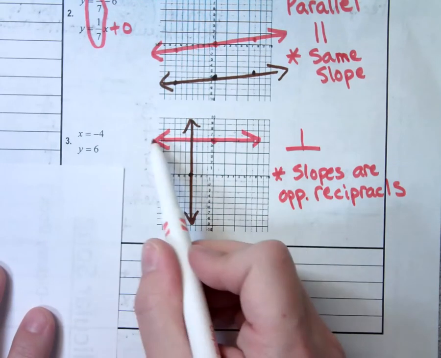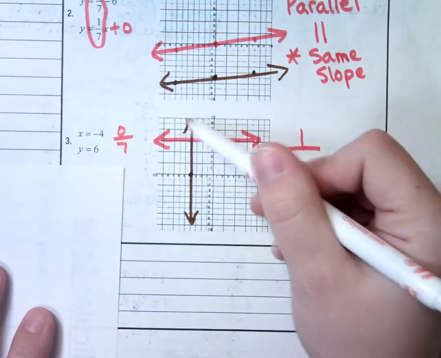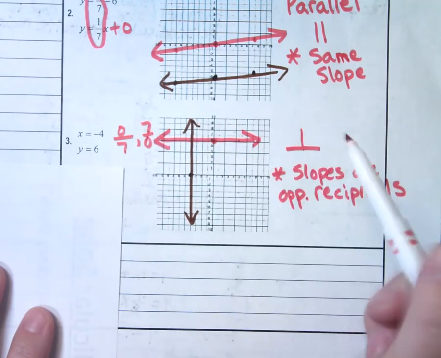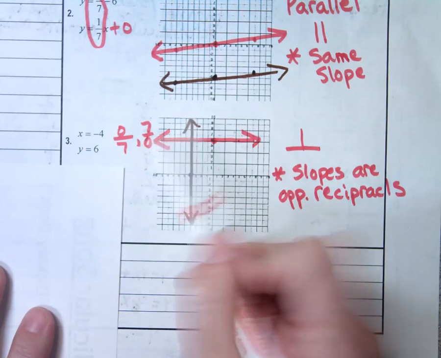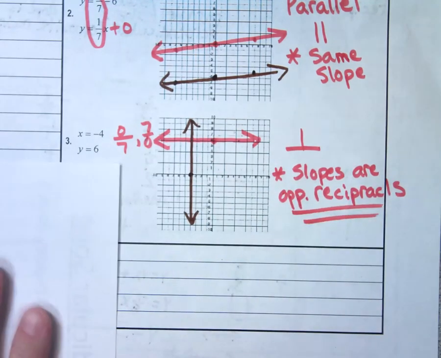Because if one line has a slope of 0, say that's 0/7, and the other one is the opposite reciprocal, 7/0, and I don't change the sign because 0 isn't positive or negative. When the 0 is in the denominator, that's undefined. So the slopes are opposite reciprocals.